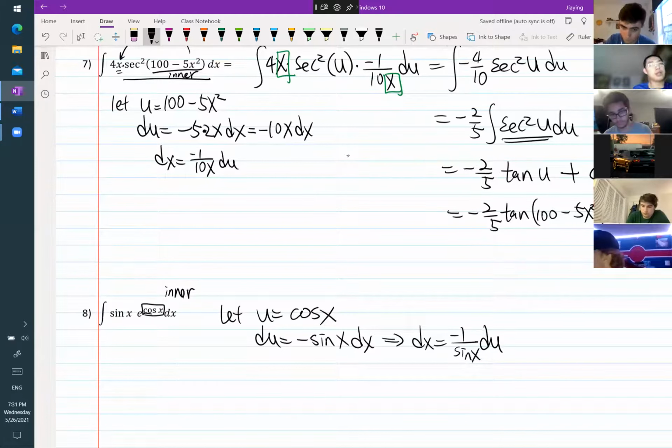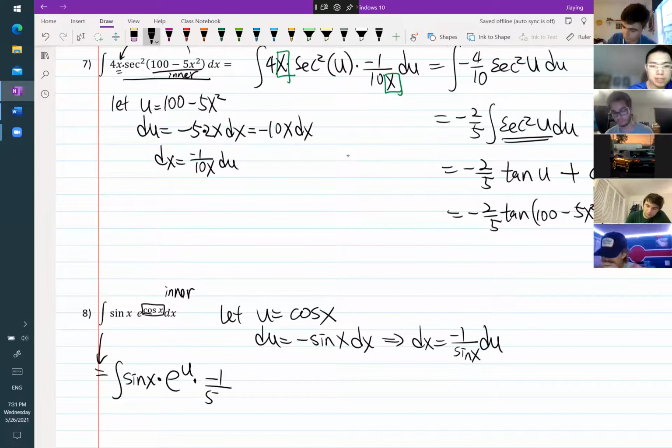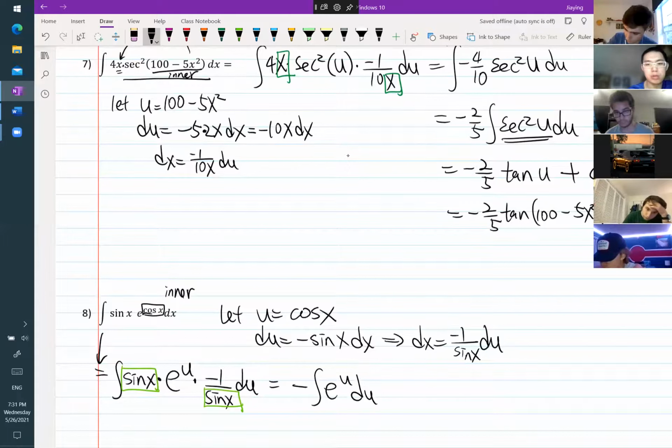If we put it back into the integral, we're integrating sine x times e to the u, and the dx becomes negative 1 over sine x du. As you can see, just like before, the sine x cancels with the sine x in the denominator. So we just end up with negative integral of e to the u du. Then we can continue and finish it. Hopefully, at this point, you are pretty comfortable with integrating e to the u or e to the x, but I just want to start this problem to show you what to do.